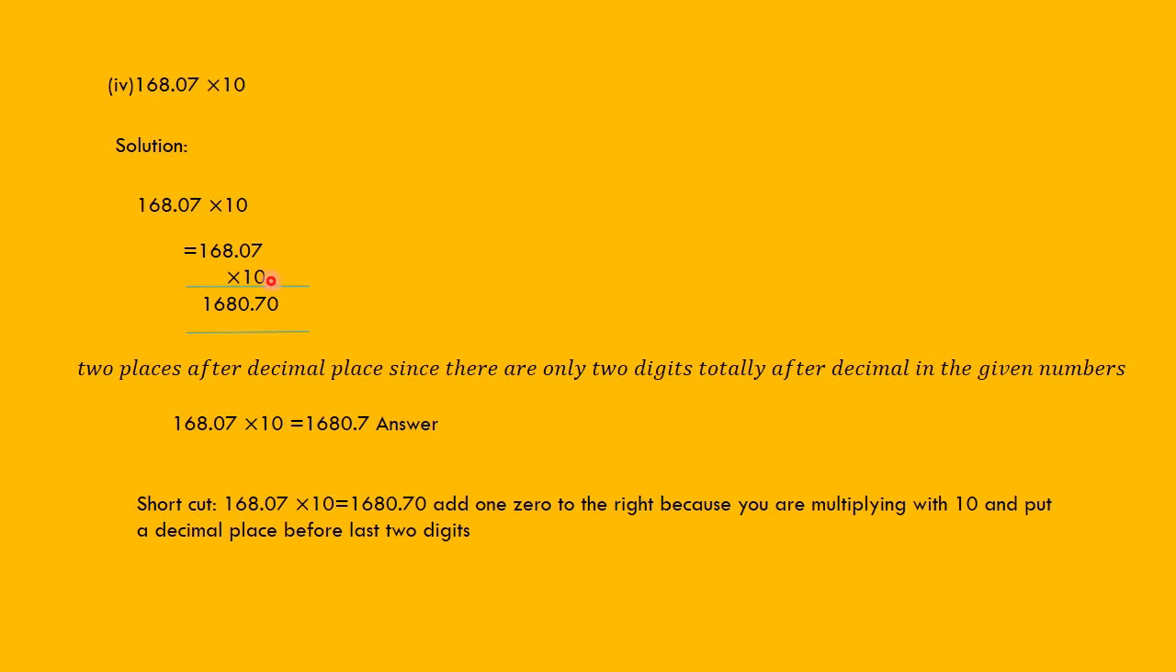Now there is a shortcut also. You can do it directly when you are multiplying by 10, 100, 1000 or 10,000. So 168.07 multiplied by 10. When you are multiplying it by 10, you are going to add one more 0. So 168070. Okay. And because there are 2 digits after the decimal place and here no digits after the decimal place, totally there are 2 digits in the product. So we have to leave 2 digits and put a decimal place over there. Okay.